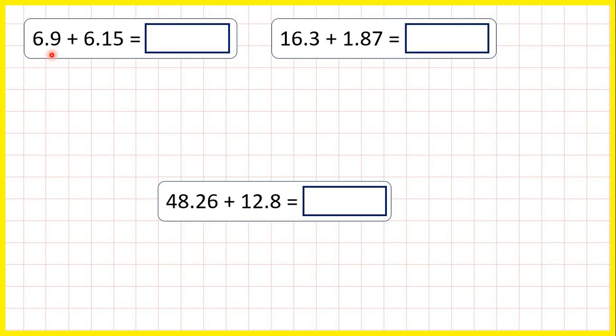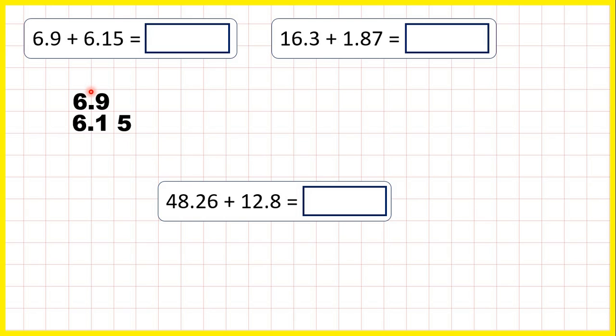Now we need to add numbers with a different number of decimal places. So we can see that with 6.9 we've got a number with tenths, but with 6.15 we've got a number with tenths and hundredths. So we can write this out as a column addition. So 6.9 plus 6.15. But notice how I've written the numbers.